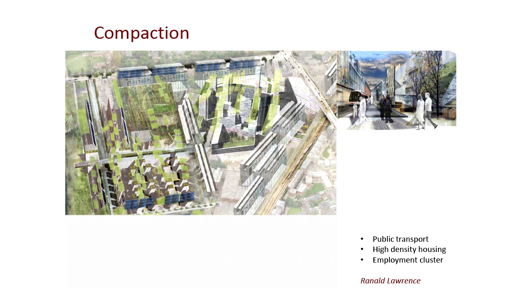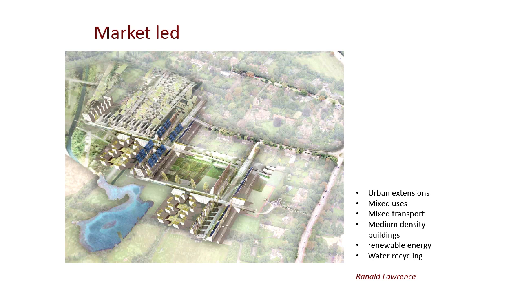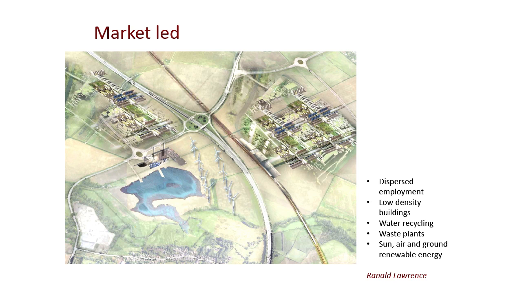So this is an example of compaction, fairly high density, fairly near to the urban centers, to urban railways, with employment mixed in with housing. A market-led approach is where you start to look at urban extensions on the edges of towns, which are easier and cheaper to build on and preferred by developers, probably, to much more rural kinds of developments.